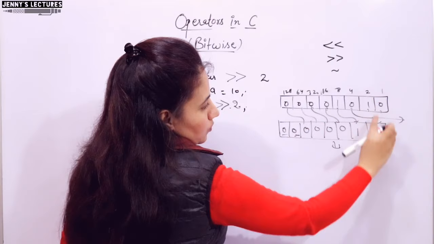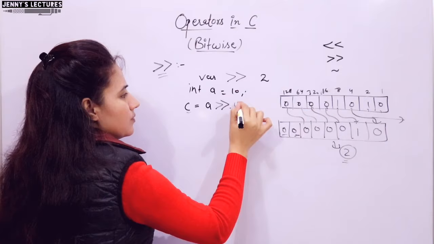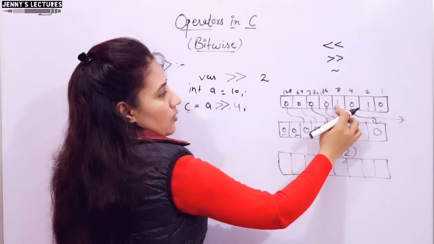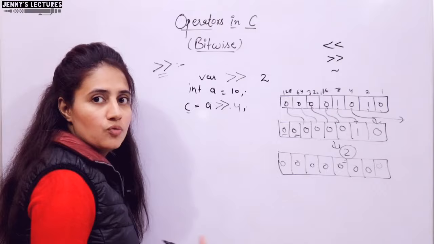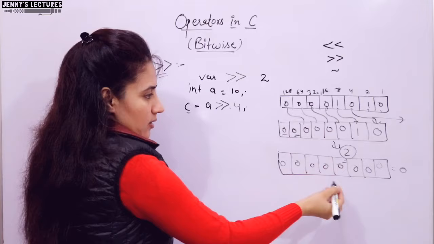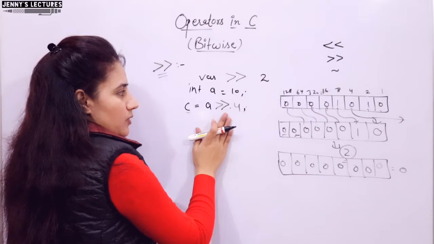Now suppose you right shift it by 4, then what value will you get? This number by 4, 1, 2, 3, 4. These 4 bits would be discarded. Now these bits would be shifted like this, 0, 0, 0, 0, and the remaining places we fill with 0. So what is the decimal form of this one? 0, because we have no 1 here, so that is 0. The output would be 0.